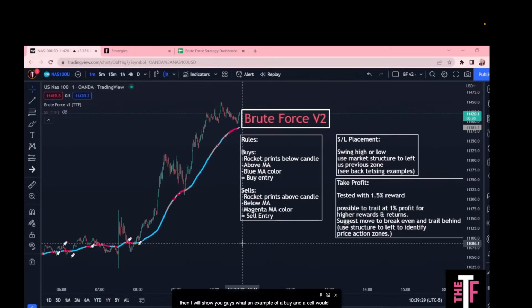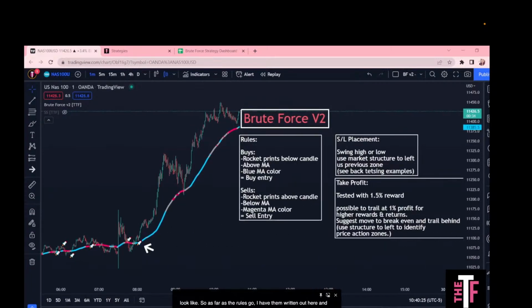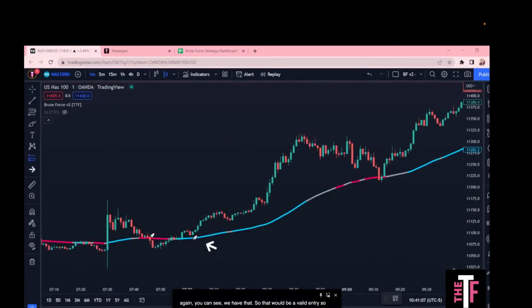So as far as the rules go, I have them written out here, and they're pretty simple. So in order to get a buy, basically you need to have a rocket ship that prints below the candle, which you guys can see here, the arrow is pointing to. It also needs to be above the moving average, which the entry candle would be above our moving average. And you also need to have a blue color on your MA, which again, you can see we have that. So that would be a valid entry. So I'll zoom in so you guys can see what it looks like.